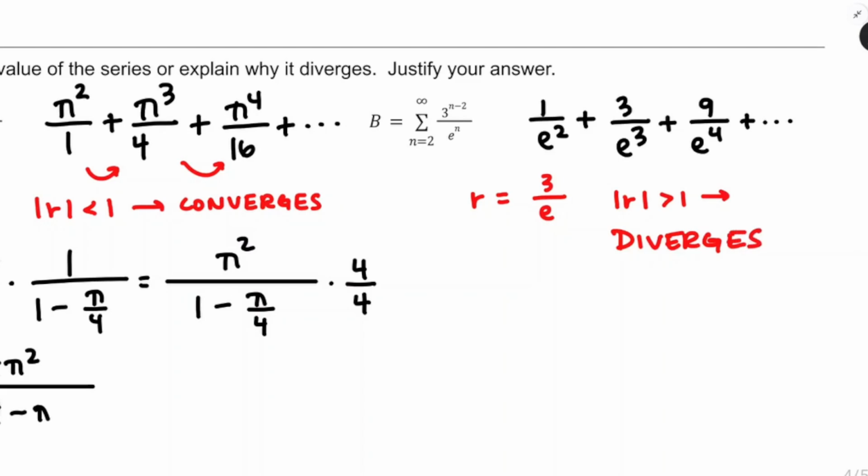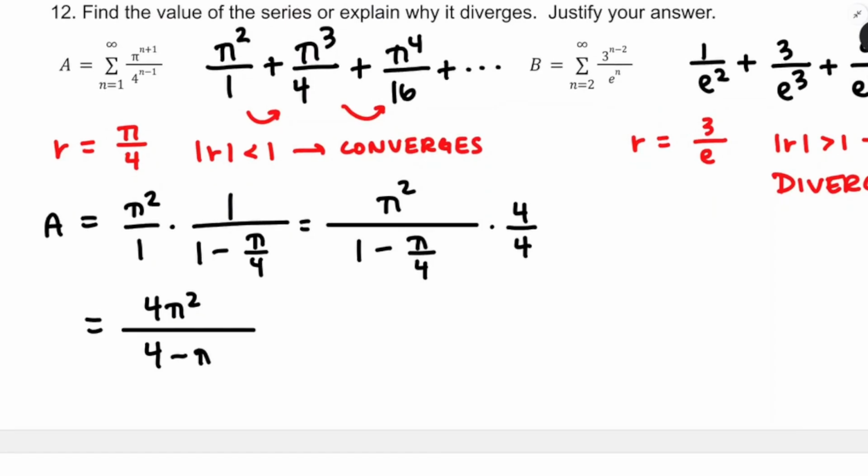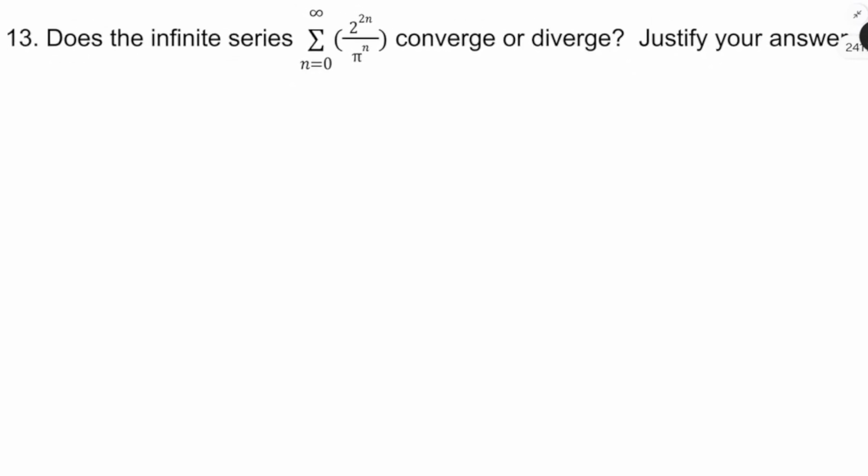All right, there we go. But notice that on these, the ratio is still pi over 4 and 3 over e. But when we go over here to this 2 to the 2n over pi to the n, we're going to see that the common ratio is going to be different. So let's start by writing out terms. It's always a good idea.